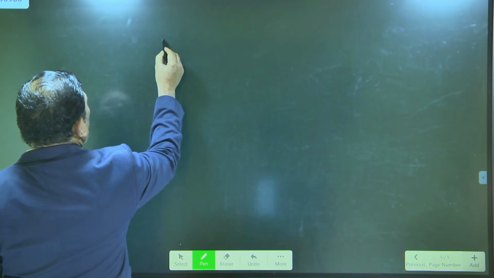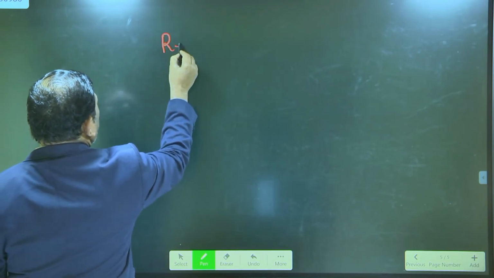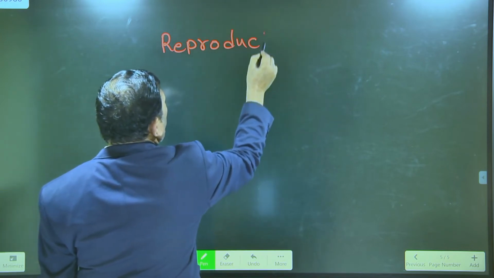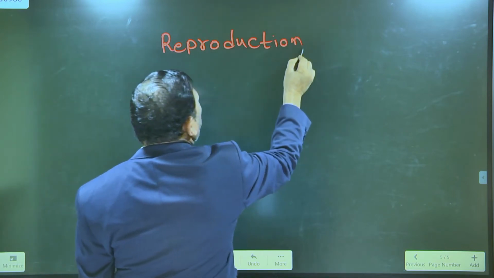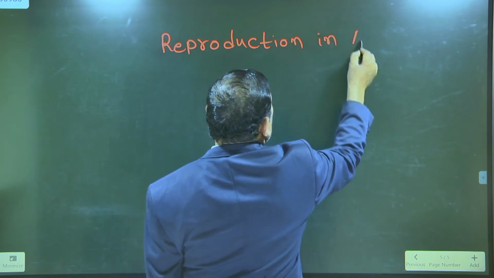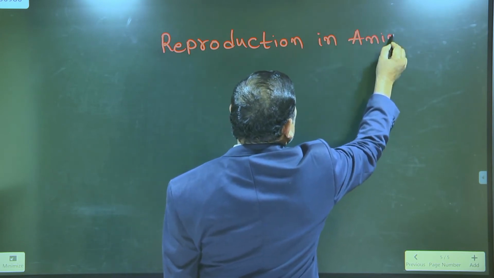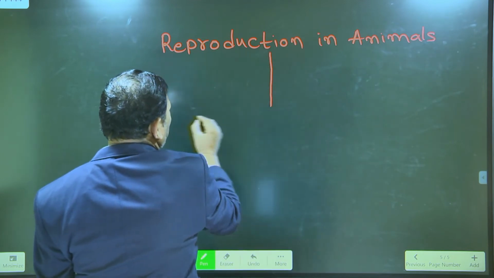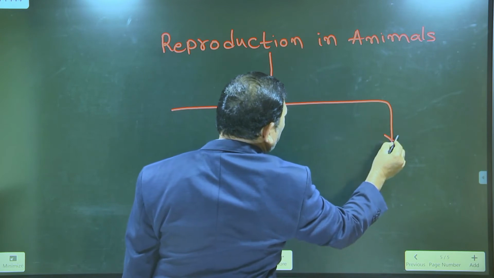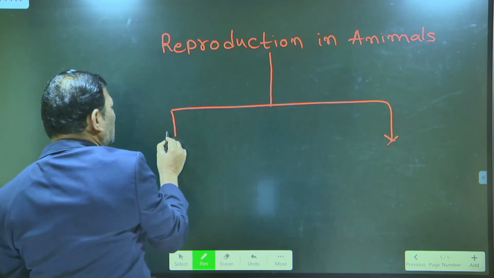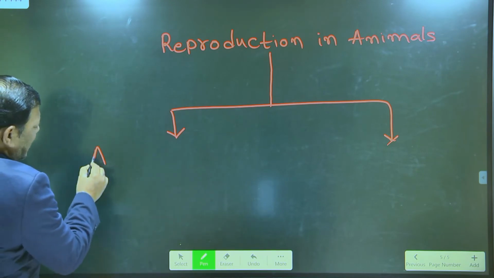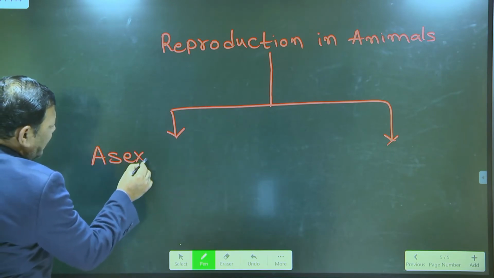Our topic is reproduction in animals. Actually, how many types of reproduction are present in animals? Two types of reproduction are present. One is asexual.